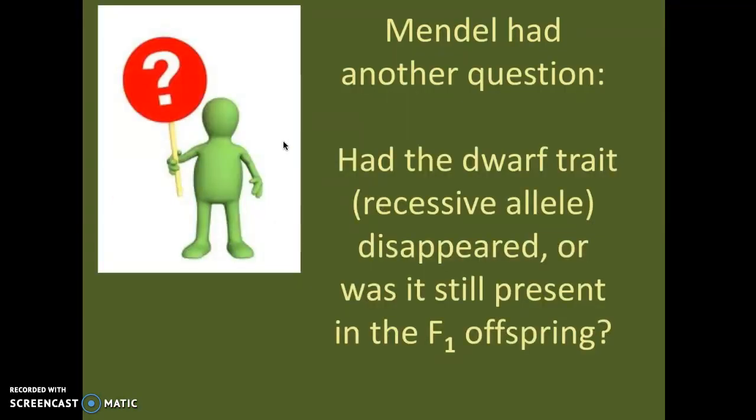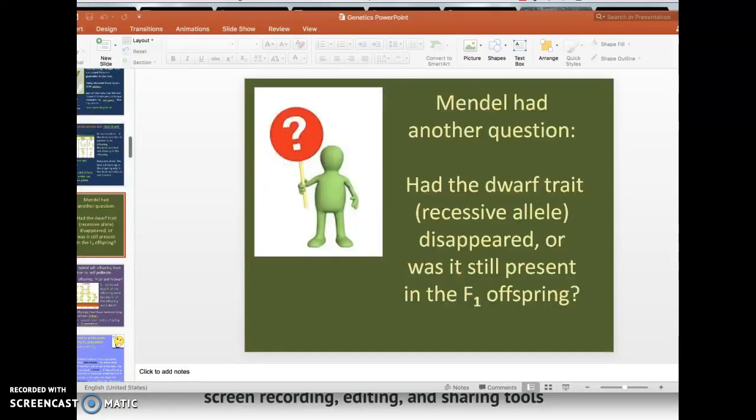So I'm going to leave you on this question for right now. Had the dwarf trait, the recessive allele, really disappeared, or was it still present in the F1 generation? I want you to take a minute, fill in those notes, think about this question, and I'll see you in a couple slides.